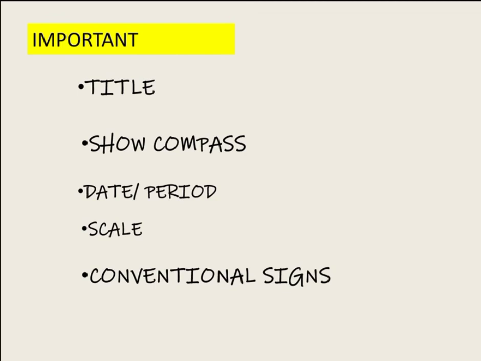And conventional signs. As we know, in scouting there are various signs, and they matter very much. There are various conventional signs for man-made and natural things that we have to consider while making the map, and they help us easily understand it. So these are the various things we have to consider while making the mapping.